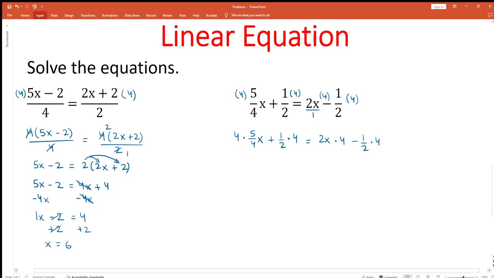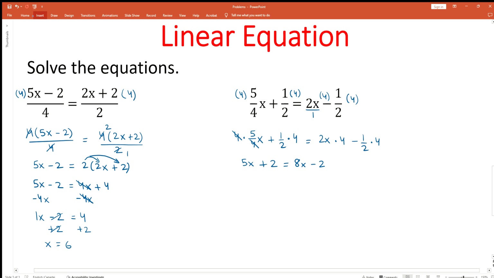Now we can multiply the terms. 4 times 5/4 is equal to 5. The 4's cancel each other out. 1/2 times 4 is equal to 2. 2x times 4 is equal to 8x. Negative 1/2 times 4 is equal to negative 2. So we have gotten rid of the denominators.